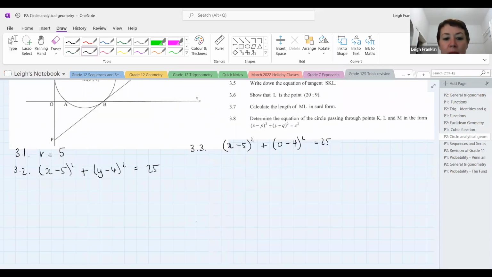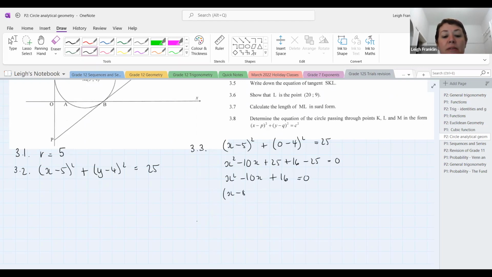Okay, so here we would have ended up with x squared minus 10x plus 25 plus 16 minus 25 equals 0. So that gives us x squared minus 10x plus 16 equals 0. So we would have used 8 and 2.